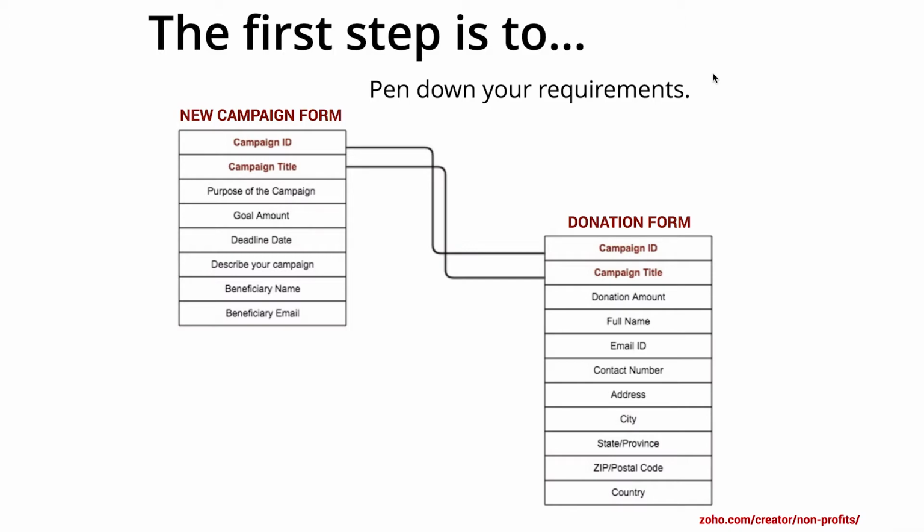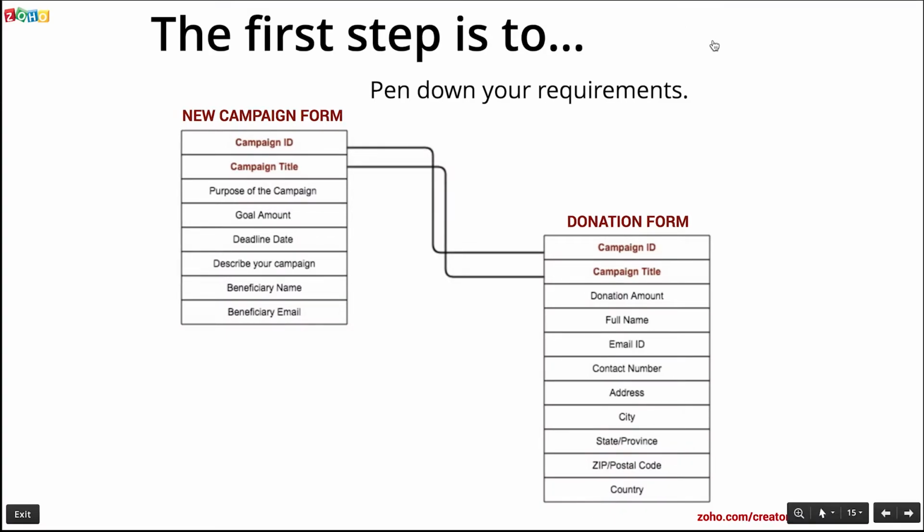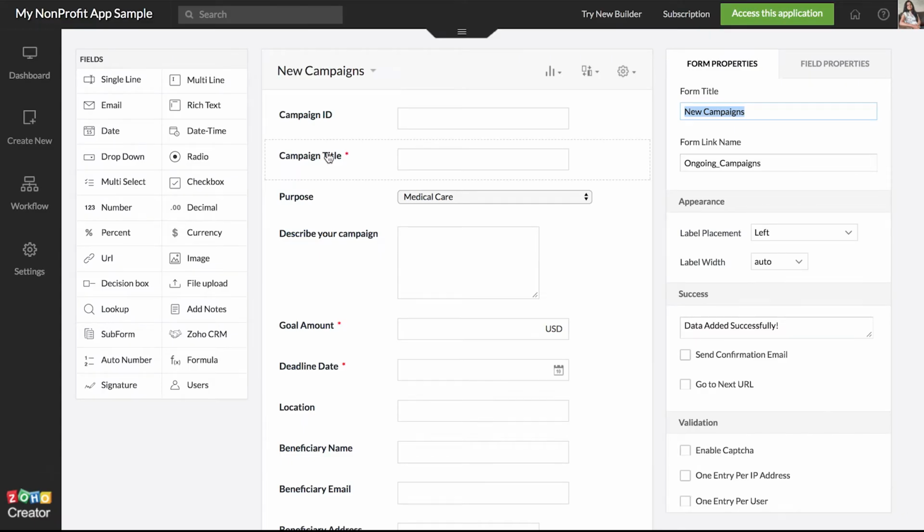Whenever a donor wants to donate, he or she has to select the campaign title, or should see a list of campaigns that are happening and be able to select from it. This is why this field helps you refer back to the previous form, the campaign form, and this is how you create a relationship between two forms. We call this field a lookup field. Let me show you how we refer from the donation form back to the new campaigns form.